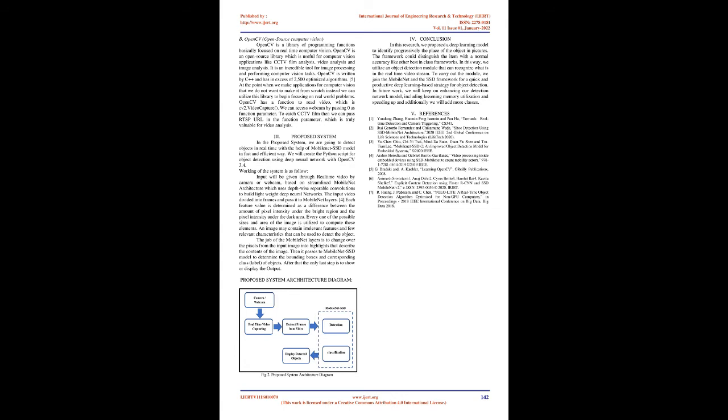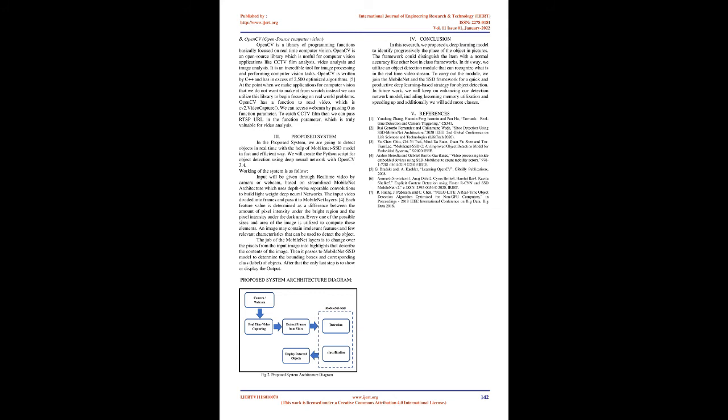3. Proposed system. In the proposed system, we are going to detect objects in real time with the help of the MobileNet-SSD model in a fast and efficient way. We will create the Python script for object detection using a deep neural network with OpenCV 3.4. Working of the system is as follows. Input will be given through real-time video by camera or webcam, based on streamlined MobileNet architecture which uses depth-wise separable convolutions to build lightweight deep neural networks.